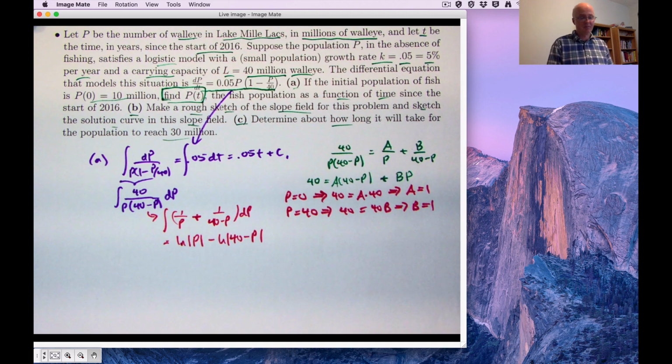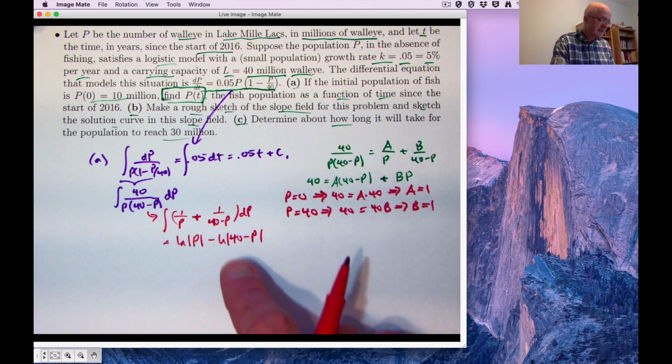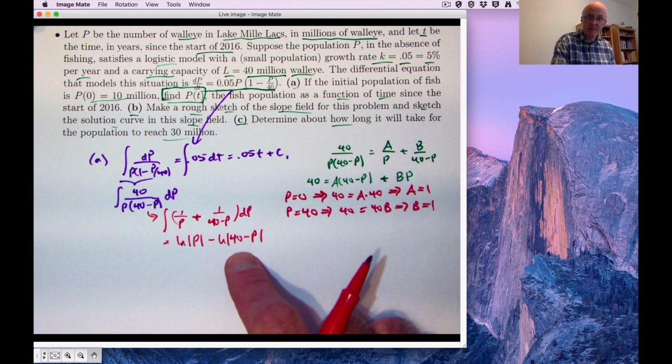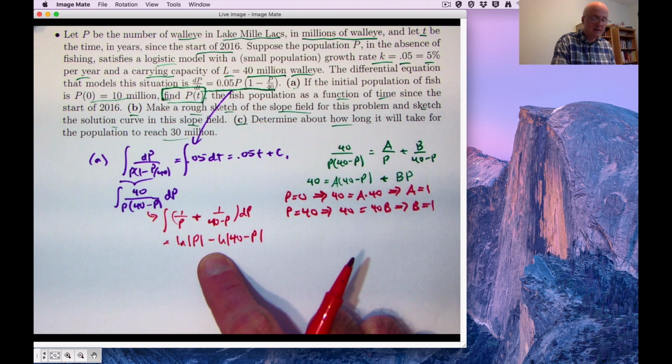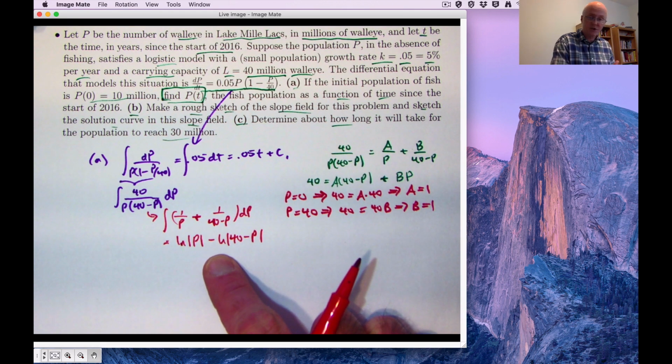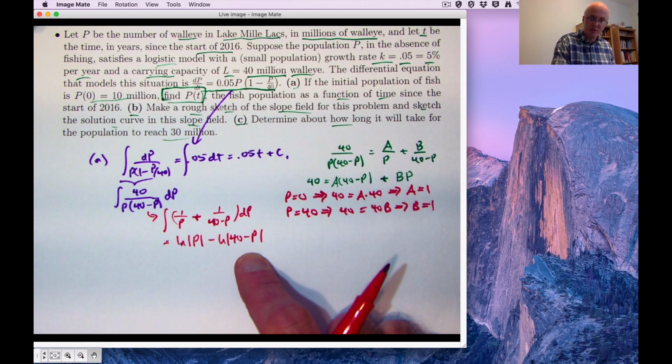It is essential. Why? You can think about it two ways. If you are guessing, you can check this by differentiation. And when you differentiate this, including the minus sign, it becomes a plus sign because the chain rule implies that you also multiply by another negative 1, which is the derivative of 40 minus p with respect to p.